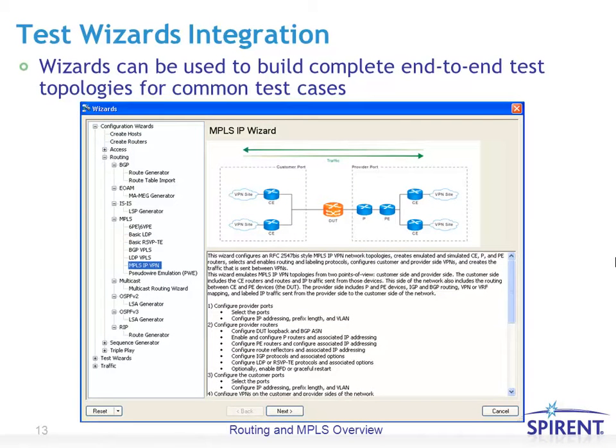In addition, there's various test wizards. Test wizards configure everything end to end. As you notice here, there's various MPLS test wizards. So you can create your layer 3 IP VPNs and create all your emulated and simulated customer edge CE, provider P or provider edge routers, all within a single wizard session, creating hundreds of emulated entities.